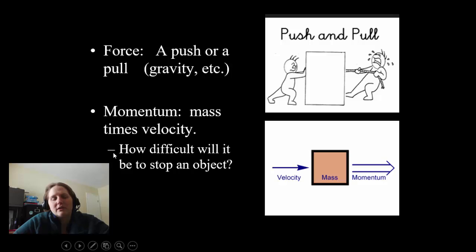It's a measure of how difficult it is to stop an object. How difficult will it be to stop an object? So an object that's already stopped has zero momentum.